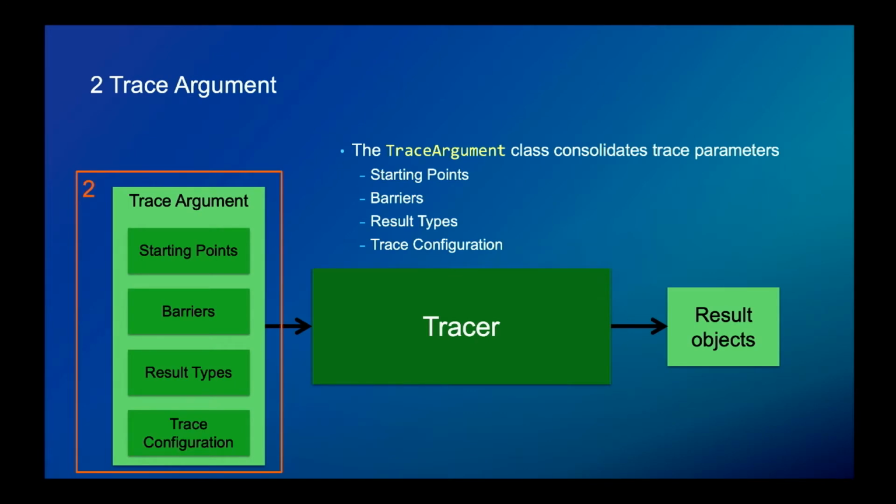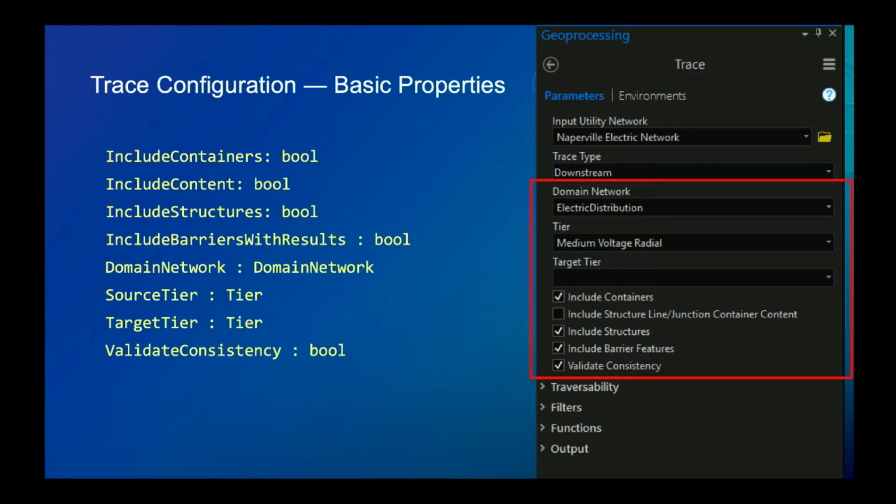Now the trace argument takes all of the input parameters: the starting points, the barriers, what result types you want to see in your result, and then finally a trace configuration. We're going to talk about trace configuration for a while because this is obviously a very, very complex thing. On the right-hand side of these slides, you'll see the equivalent functionality in the tracing geoprocessing tool.